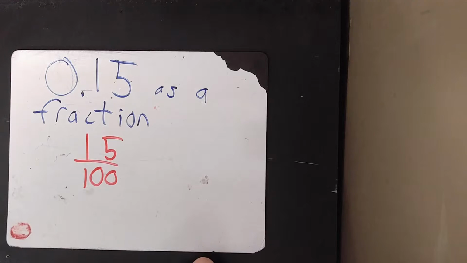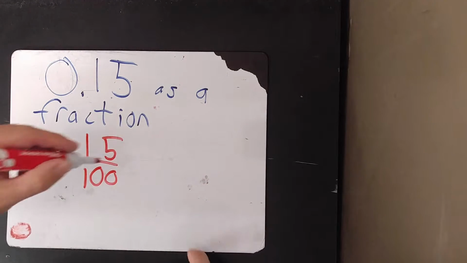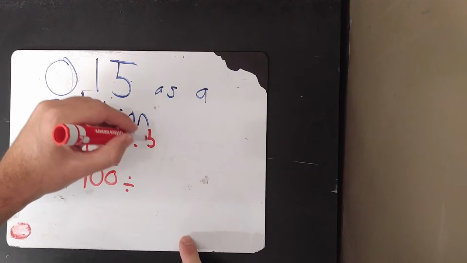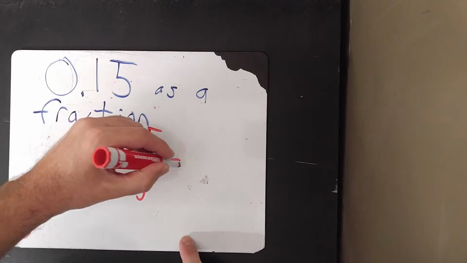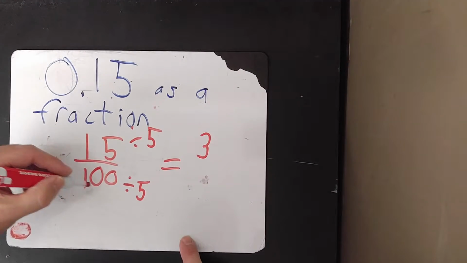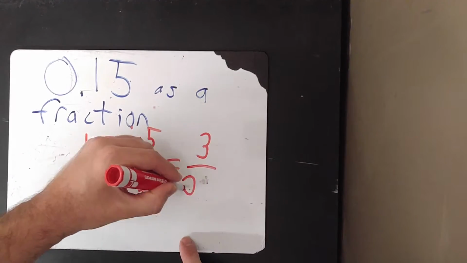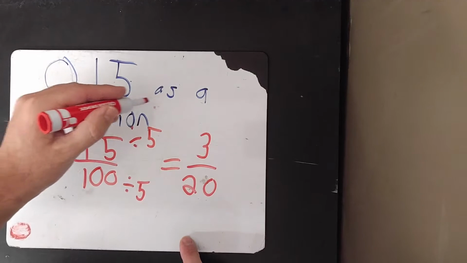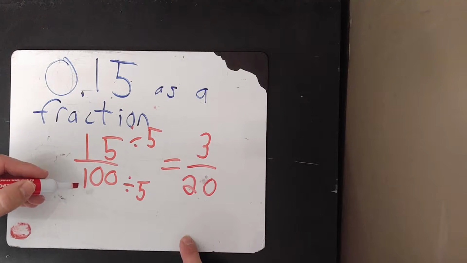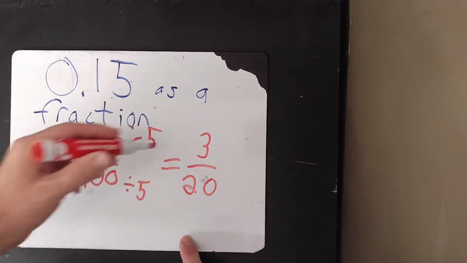That is written as a fraction, but you would want to write it in simplest form. So you would divide both the top and the bottom by 5. And 15 divided by 5 is 3. And 100 divided by 5 is going to give you 20. So 0.15 written as a fraction would be first 15 over 100 and then simplified into 3 over 20.